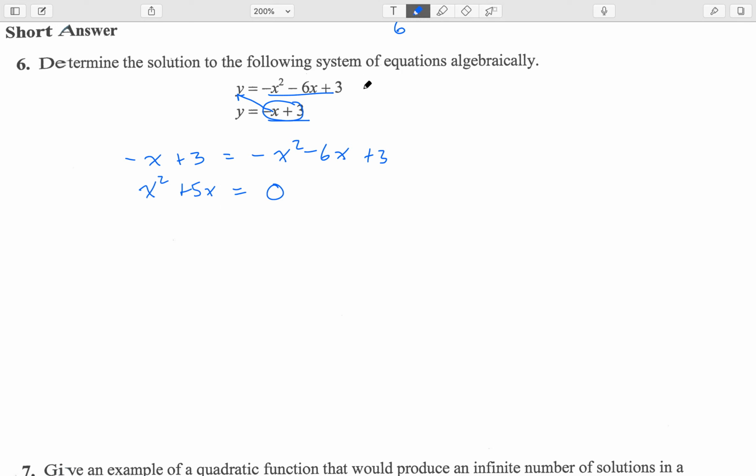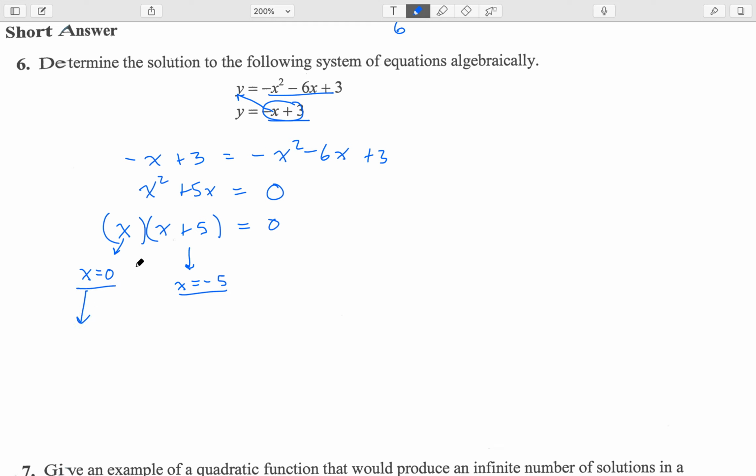How do I solve that quadratic? I could go to the quadratic formula. Hang on, this thing is really fast to factor. Oh yeah, right? Factor out the x. So either x is equal to 0, and 0 is a number, that's an answer, or x is equal to -5. Okay, now what?